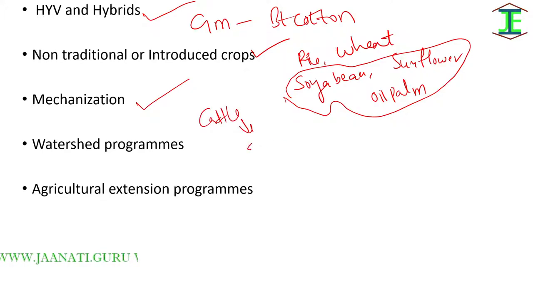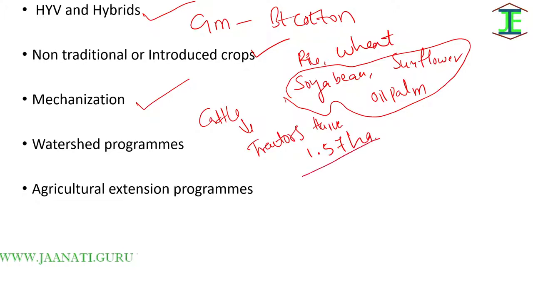are replaced by tractors and some harvesters, paddy harvester and potato harvester, groundnut transplanter. These all have come into existence. And the main problem with mechanization in our India is the farm size. Our average farm size in India is only 1.57 hectares. This is the main problem.